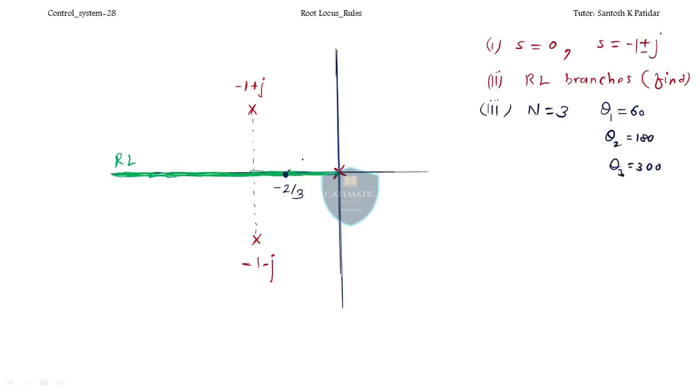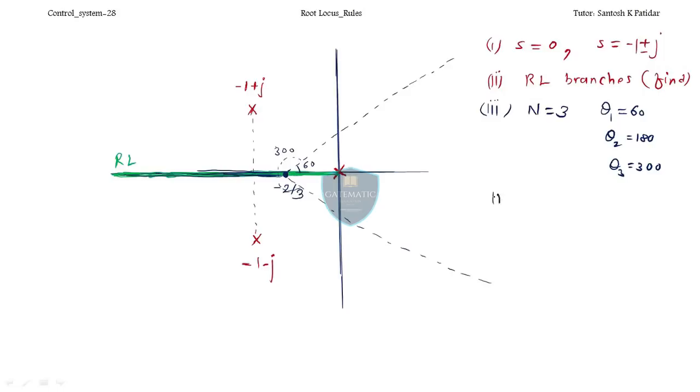So the first one, this is the asymptotic line going to infinity making 60 degree angle. This is another asymptotic line, they are symmetric about the real axis. So the same thing will come over here. This total angle is nothing but 300 degree. And the third one is going over here on the real axis, with an angle of 180 degree. So everything is clear, asymptotes are clear and your poles are clear.